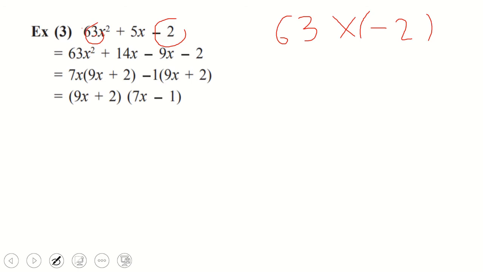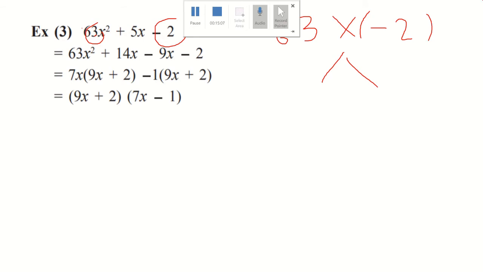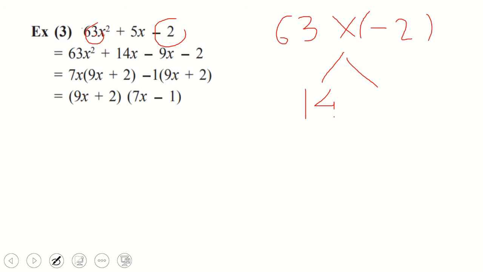126. Okay, so that 126 you have to split in such a way that the difference between the two terms should be 5. Here you are going to think of difference. So 126, how will I split? I will split it as 14 into 9. 14 nines are 126, that I know. But here, since we are doing subtraction, these numbers have opposite signs. One is positive and one is negative.